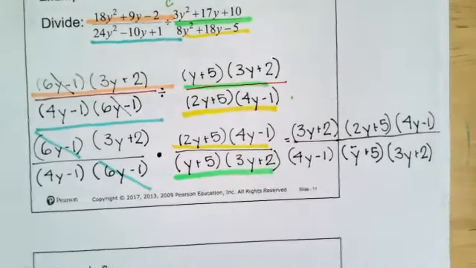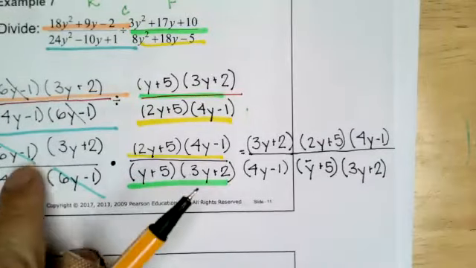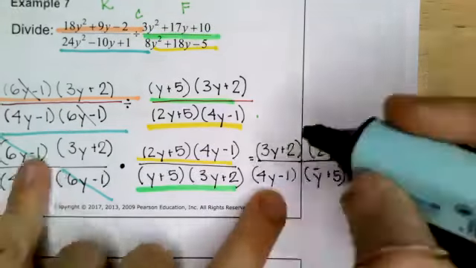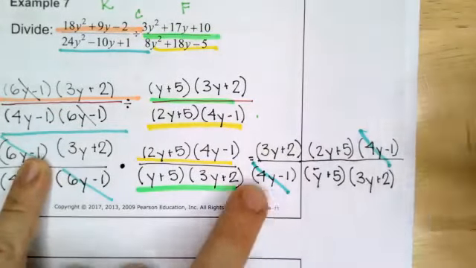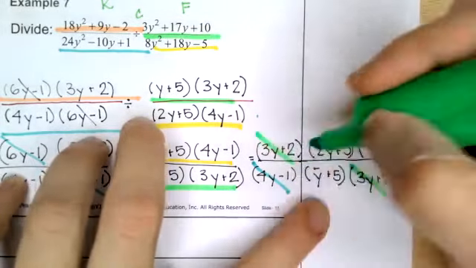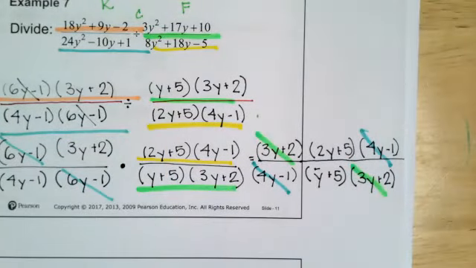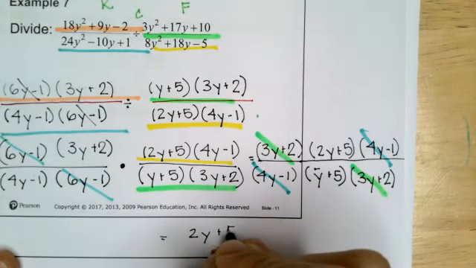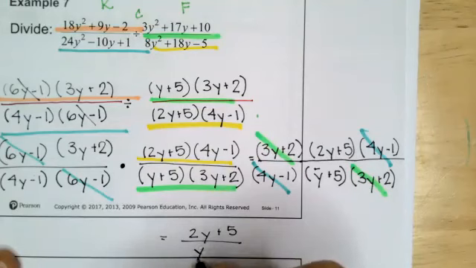Okay. And now, just like we canceled out the 6y minus 1 over 6y minus 1, now we can cancel out 4y minus 1 with 4y minus 1, 3y plus 2 with 3y plus 2, and I'm left with 2y plus 5 over y plus 5.